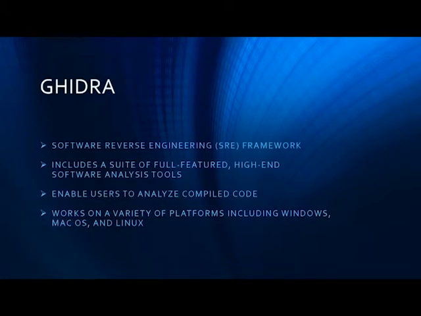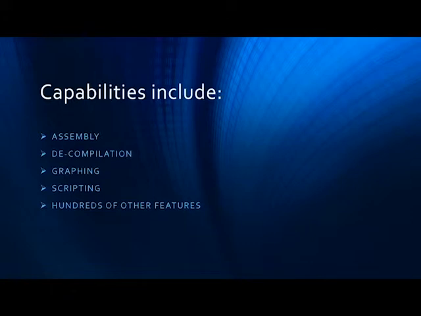Ghidra is a software reverse engineering framework that includes a suite of full-featured, high-end software analysis tools that enables users to analyze compiled code on a wide variety of platforms including Windows, Mac OS, and Linux. Capabilities include disassembly, assembly, decompilation, graphing, and scripting, along with hundreds of other features.